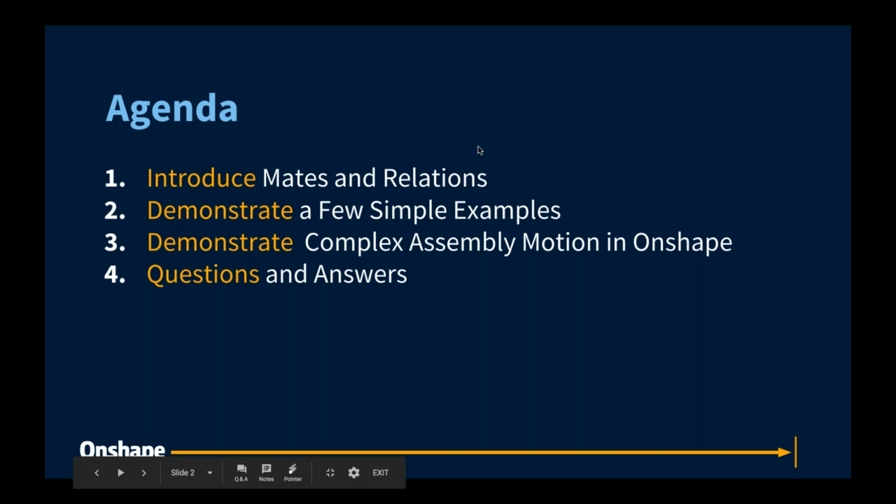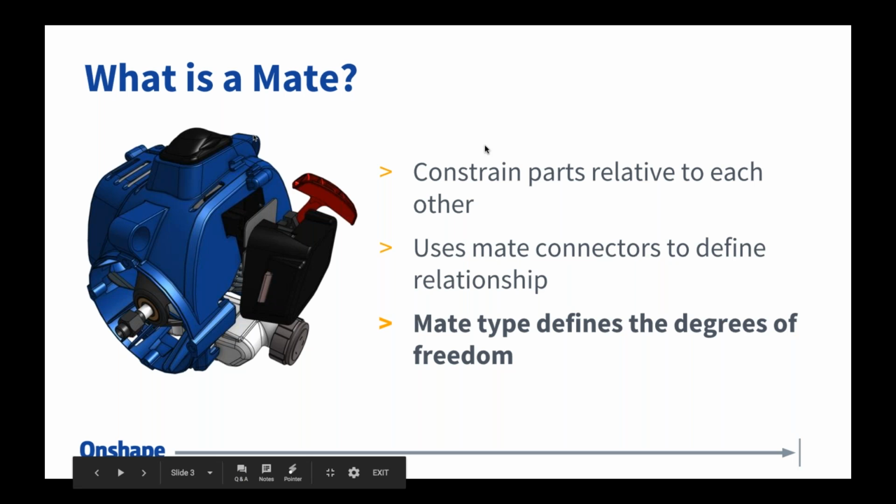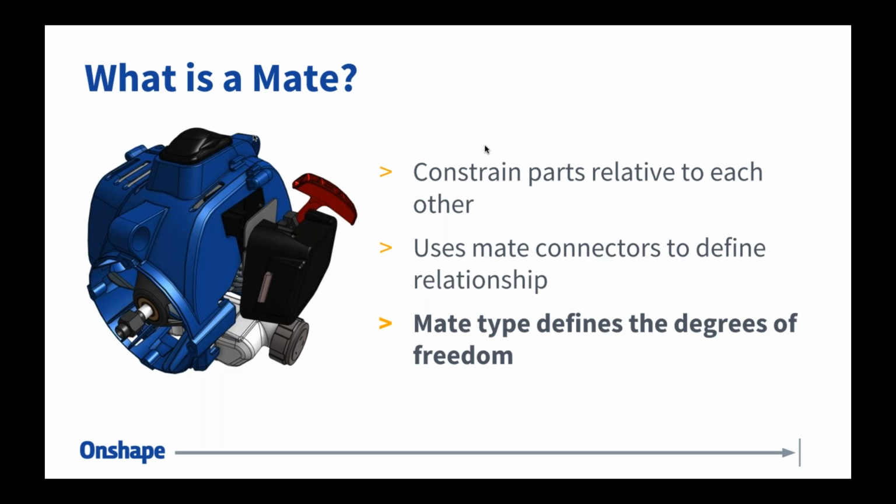All right, so let's get into it. We're going to start really basic, and as I mentioned before, we're going to start with just a brief explanation of mates and relations. Mates are, of course, the way that we constrain parts relative to each other in the assembly. So to put it in a single sentence, what is a mate? It's a way to constrain a part relative to other parts in your assembly.